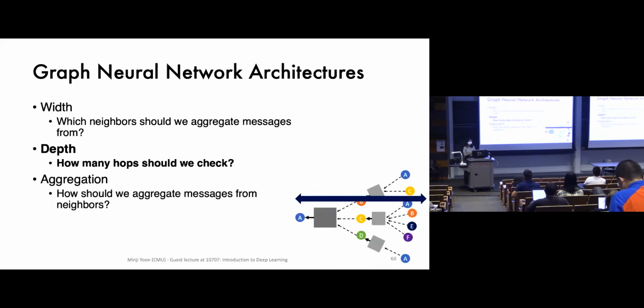So that is one open research question in the field: which neighbors should we aggregate messages from? And next we will ask, how many hops should we check?